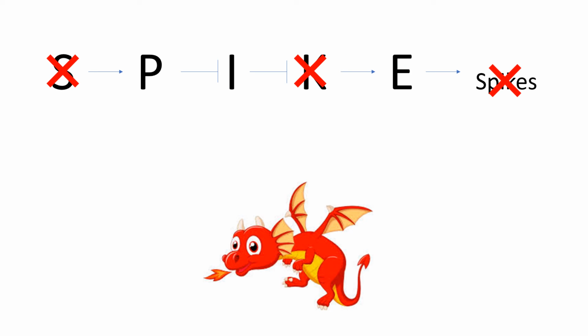What if the two mutations are now on S and K? Let's start with the S. Since S cannot promote P, P cannot block I. This means that I can repress the K. However, K has a mutation, therefore it cannot be repressed. K is not able to promote E, therefore there will be no spike development.